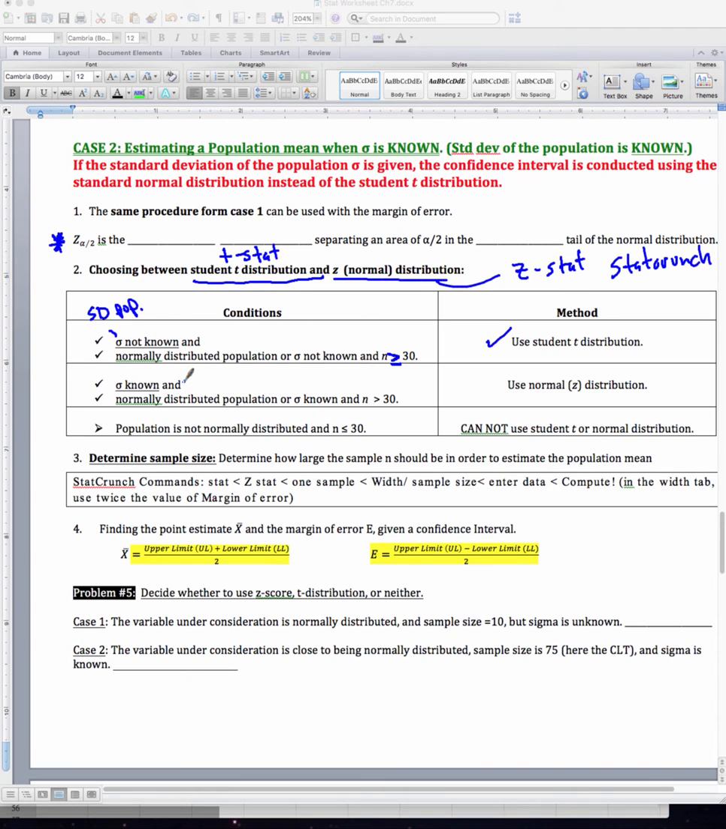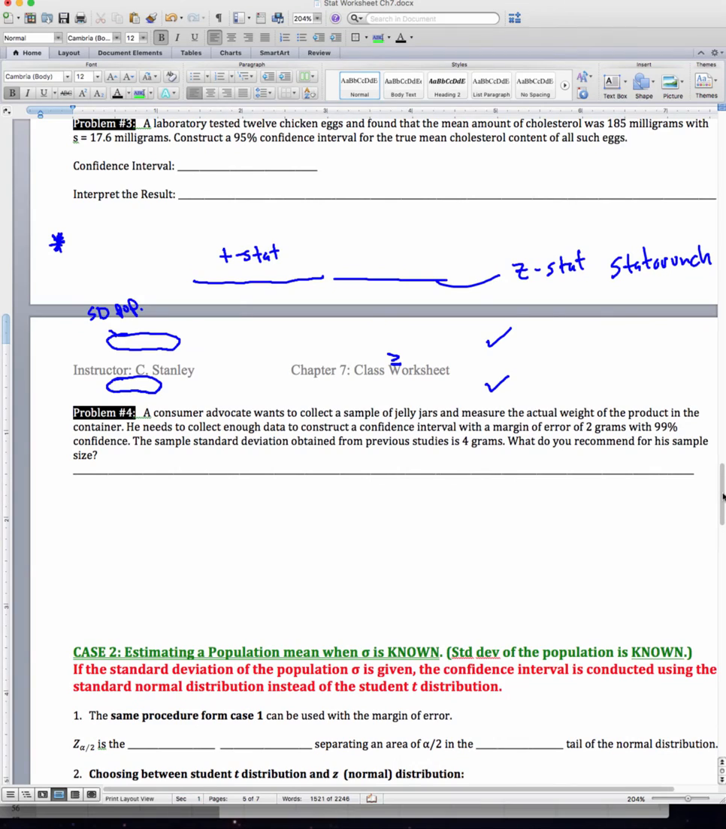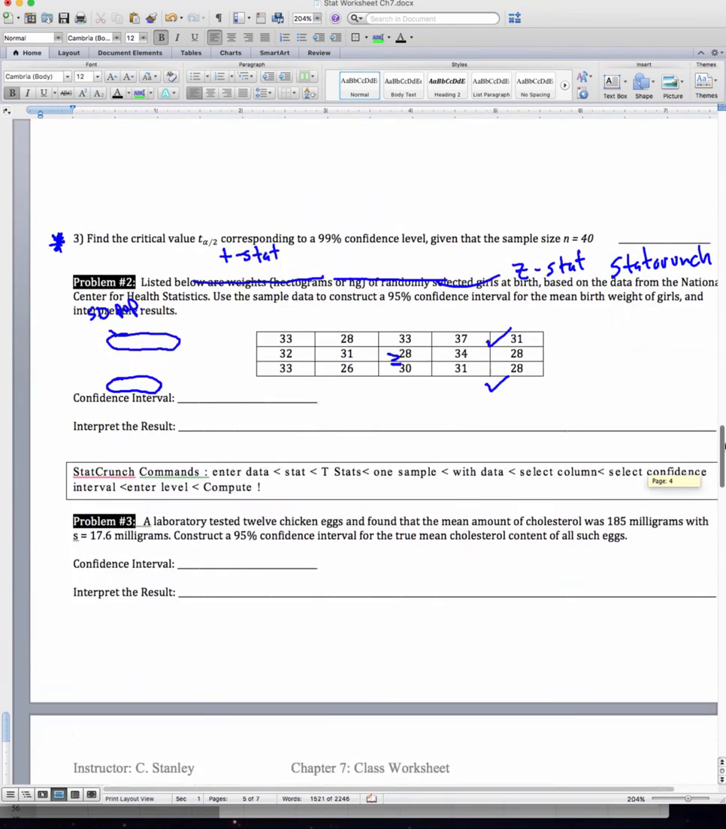Okay, what if sigma is known in the population distribution? Then we would use the Z. So the only difference between these two is sigma is known versus sigma not known. Okay, and I just want to show you something real quick. Now, that's a standard deviation. So students get a little confused when they talk about standard deviation.